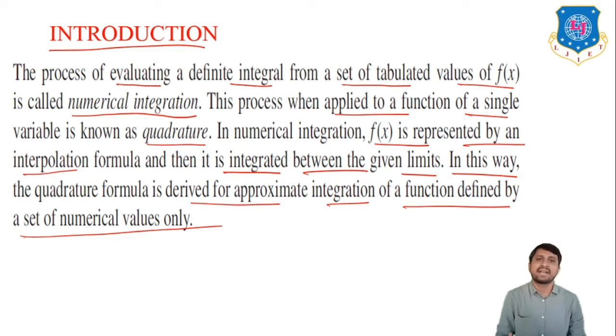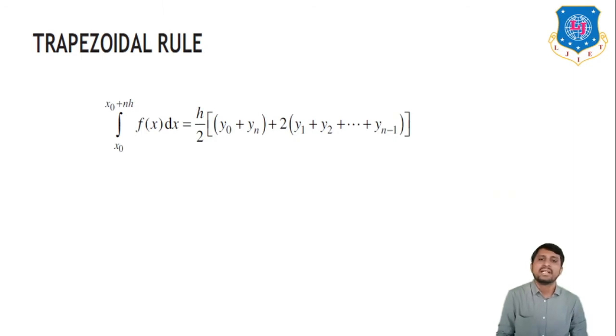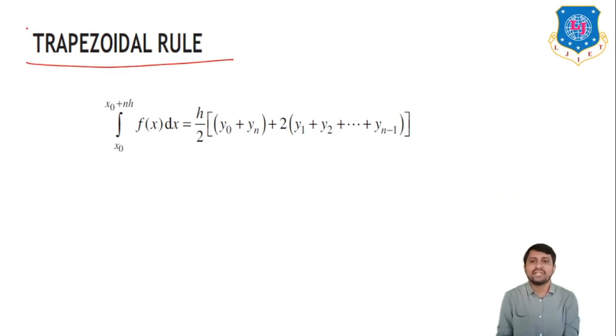There are three methods in your syllabus. First is the trapezoidal rule, then Simpson's 1/3 rule, and then Simpson's 3/8 rule. Using these three formulas, you can find numerical integration. So let's start with the first formula, the trapezoidal rule, to find numerical integration. This is your first method, very important.